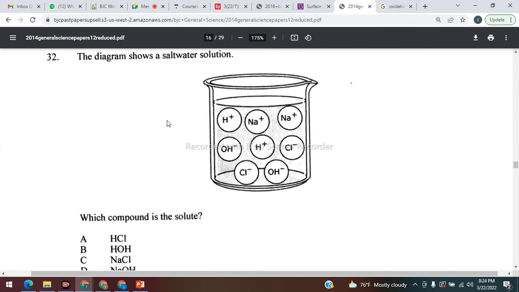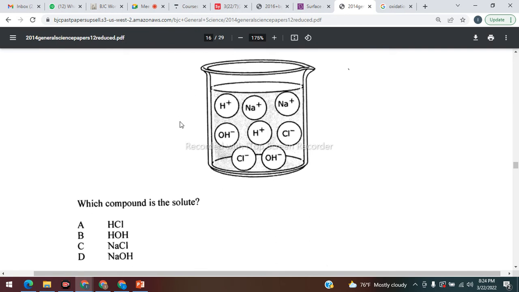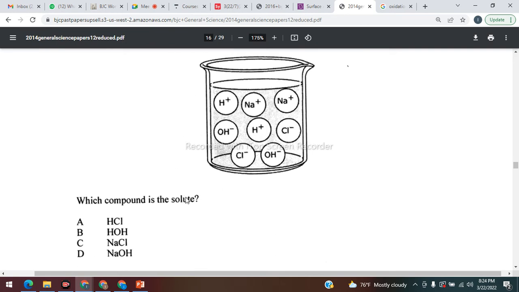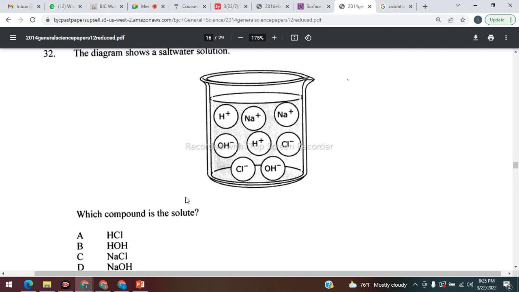Which compound is the solute? So we have a salt water solution. Which compound is the solute? B. B? No, definitely not. C. I mean D. D? Who said D? Gabriel. No, it's not D. A. It's not A. C. And you're only left with C.